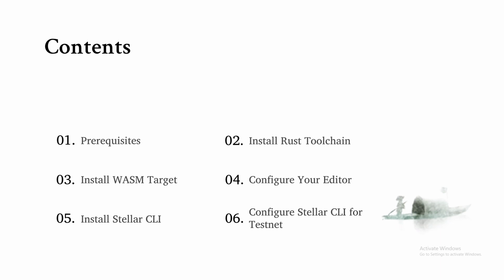1. The prerequisites. 2. Install Rust toolchain. 3. We are going to be installing the WASM target. 4. We are going to configure our editor by installing the relevant extensions. 5. We're going to install the Stellar CLI. 6. We are going to configure Stellar CLI for testnet and also the identity provider.